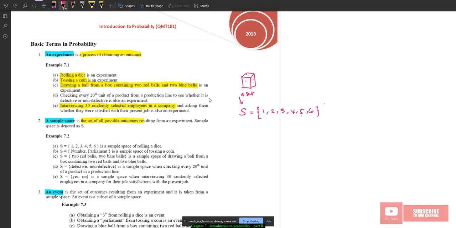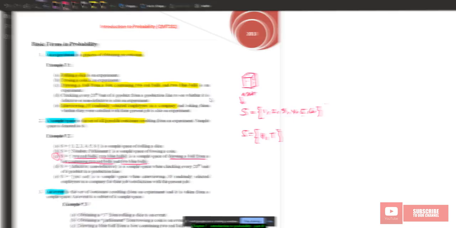Another example is tossing a coin. A coin has head and tail, so the sample space should be head or tail. We have only two elements in the sample space for tossing a coin. Another example, if you look at C here, drawing a ball from a box containing two red balls and two blue balls, the sample space should be two red balls and two blue balls.